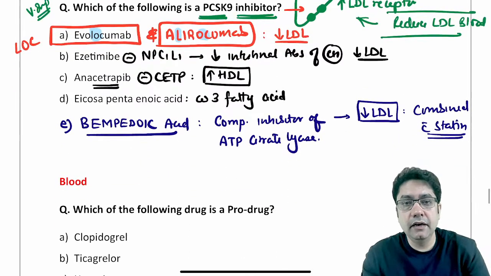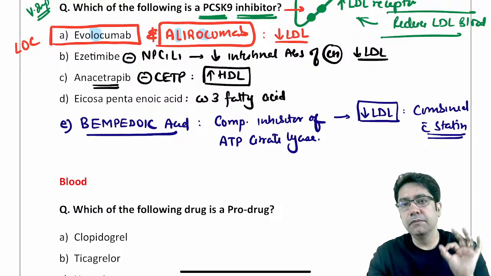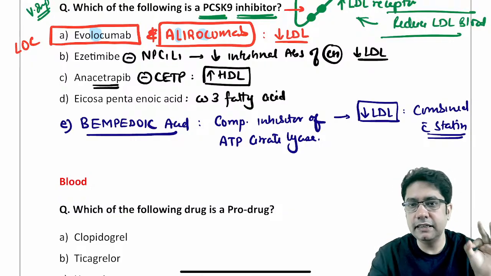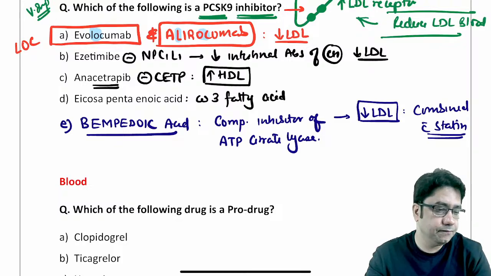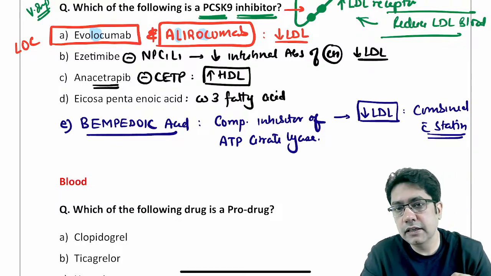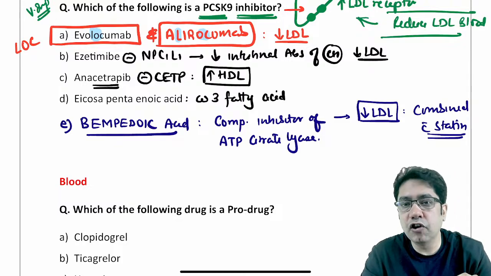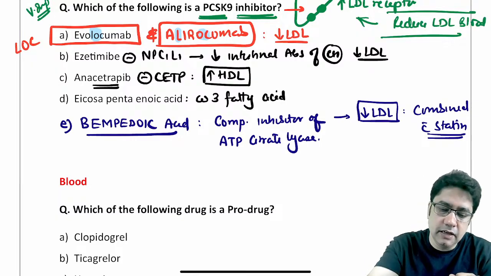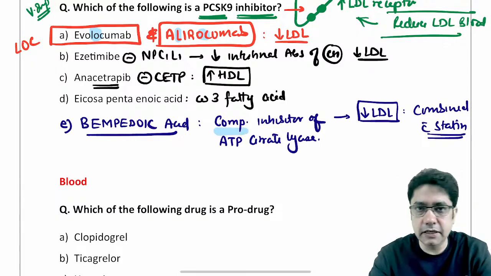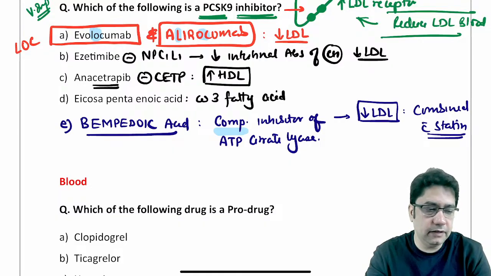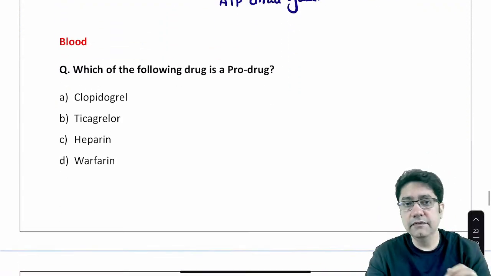So bempedoic acid, remember this question came in INI-CET 3 months back. Okay? Question was whether it is a competitive inhibitor or non-competitive inhibitor. So the answer was it's a competitive inhibitor. Okay? Competitive inhibitor. So we are done with cardiovascular.